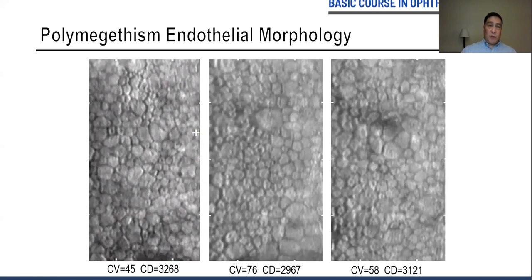But in this picture, you have polymegathism, with different sizes of cells and different shapes, yet look at the counts. The counts are very high: 3,268, 2,967, 3,121. And yet you have polymegathism and pleomorphism in these pictures, not just like in Fuchs. So this is a sign of a cornea in distress. This is an example of somebody who overwore their contact lenses, and so the cells become stressed because of lack of oxygen.